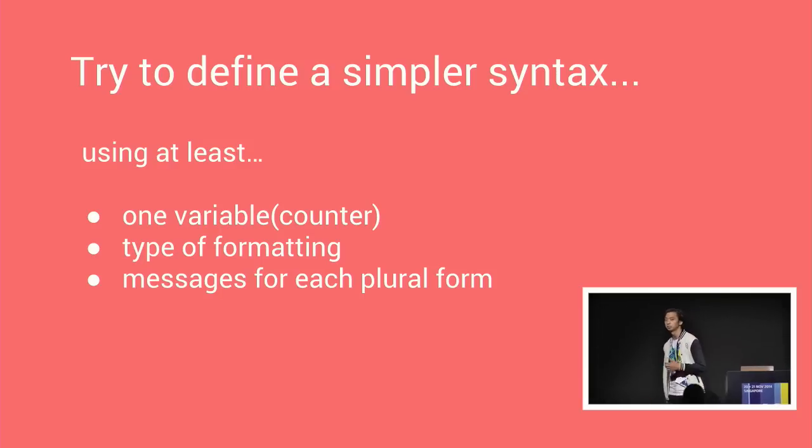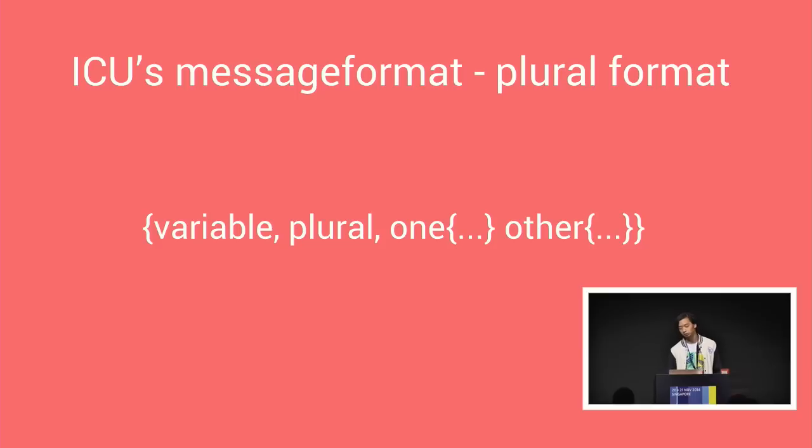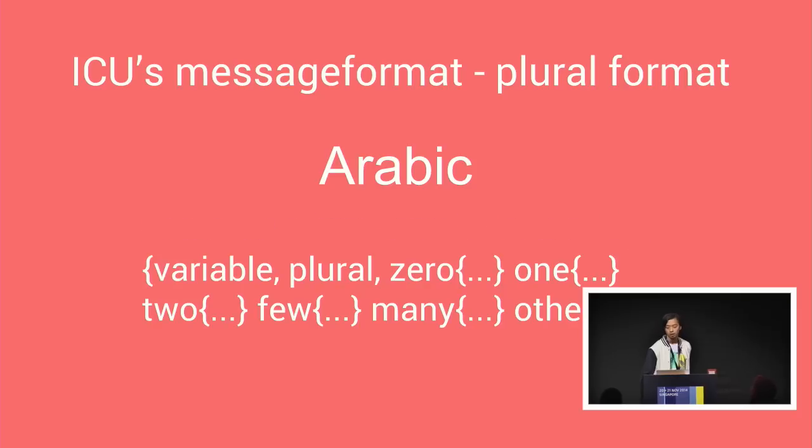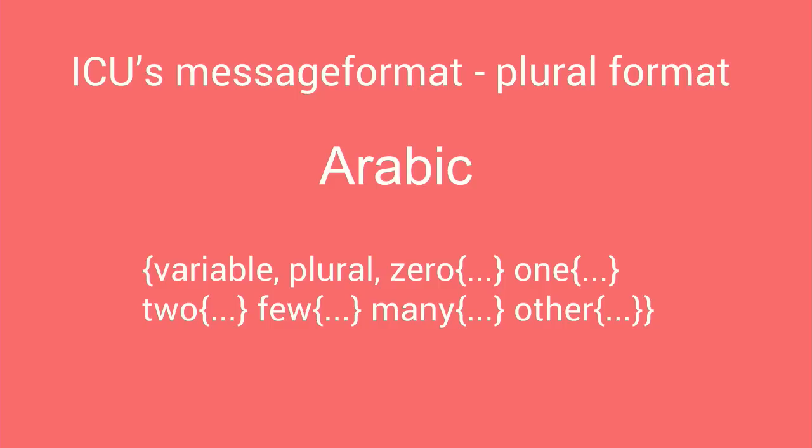But this syntax looks a little bit complex and is very difficult to grasp the first time. I will try to explain my best that this syntax is near optimal. Because if you try to define a simple syntax using at least one variable, which is the counter, the type of formatting, and then you need submessages for each plural form, and if you think a little bit, you'll end up with something like this, which is quite what we wanted. It's quite optimal also. And for the Arabic language, we need to define submessages for 6 plural forms and not just 2.